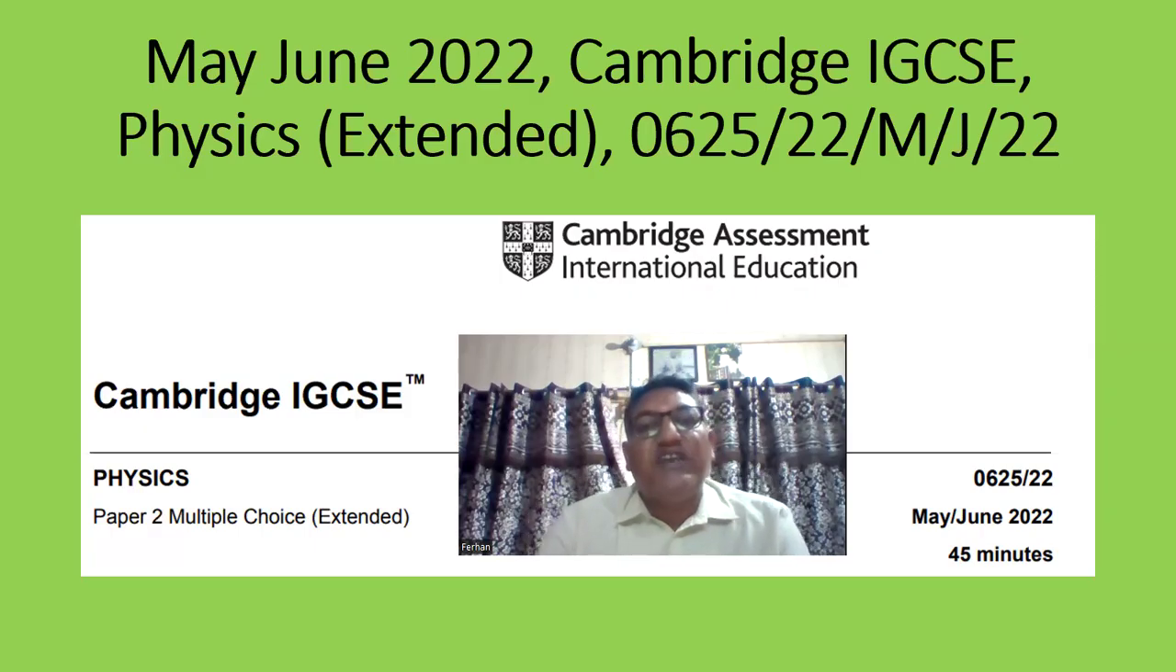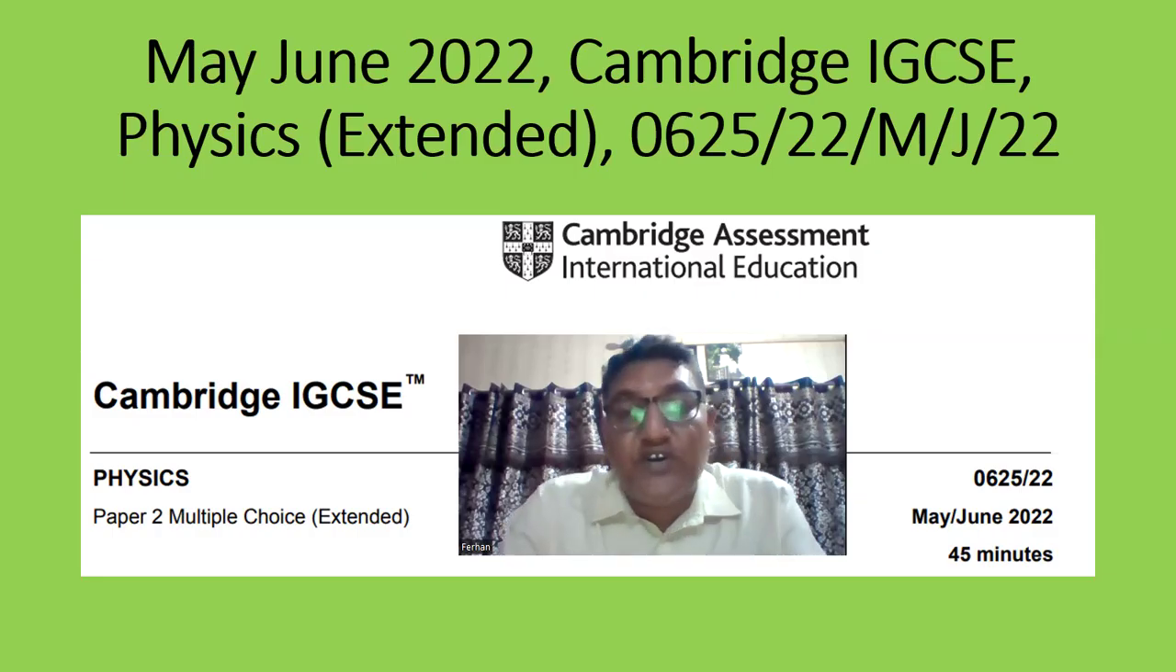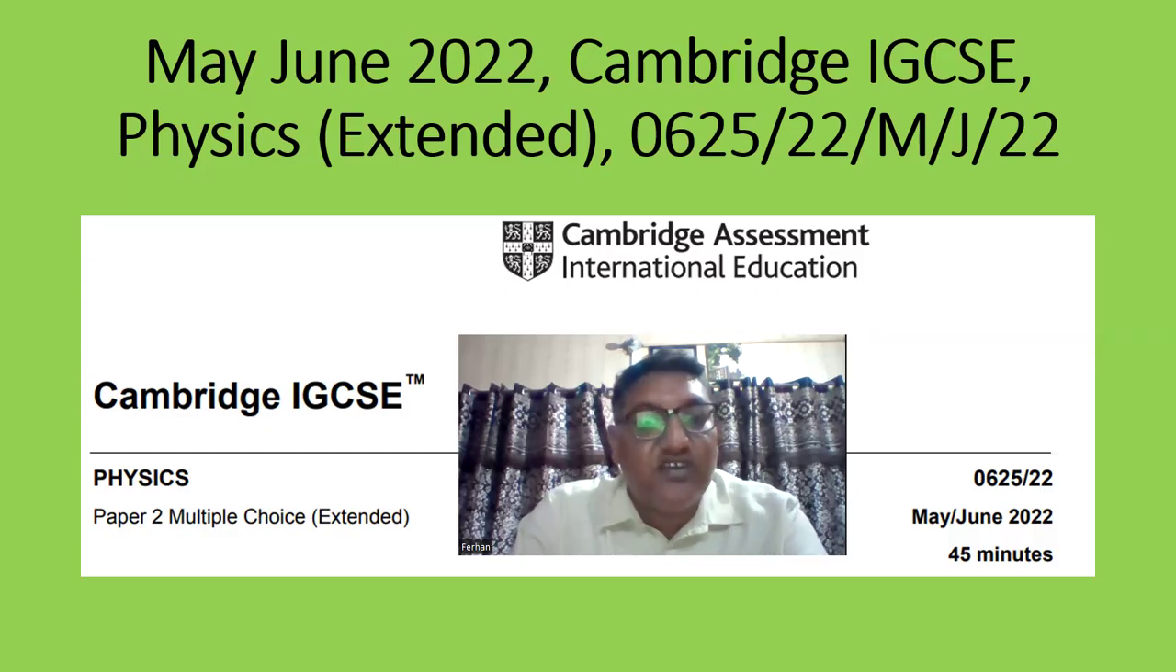The value of g in this paper we will be taking as 10 Newton per kg, or you can say 10 meter per second square. But in your recent papers from 2023 and onwards, the value of g will be taken as 9.8 Newton per kg or 9.8 meter per second square. So without further ado, let's start today's paper.